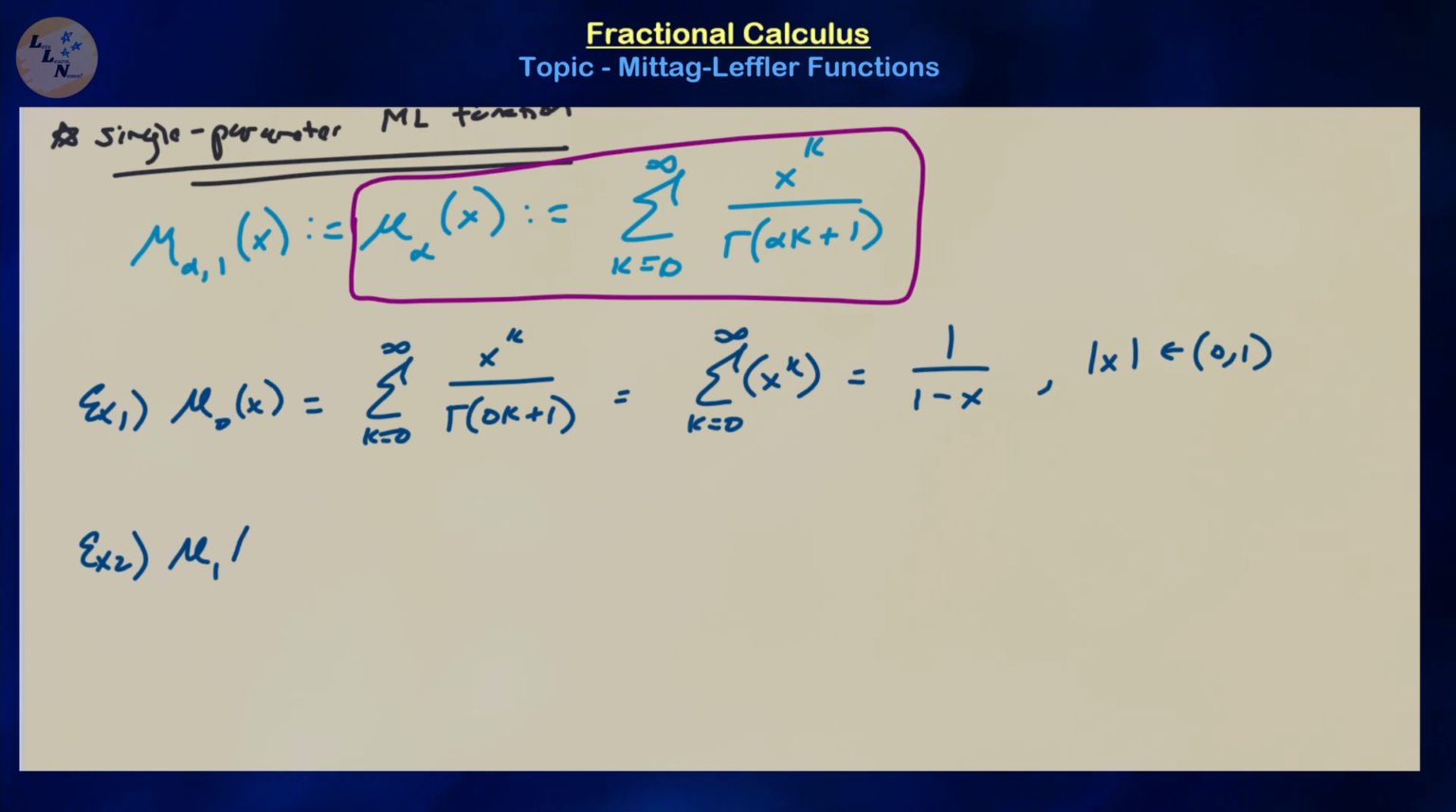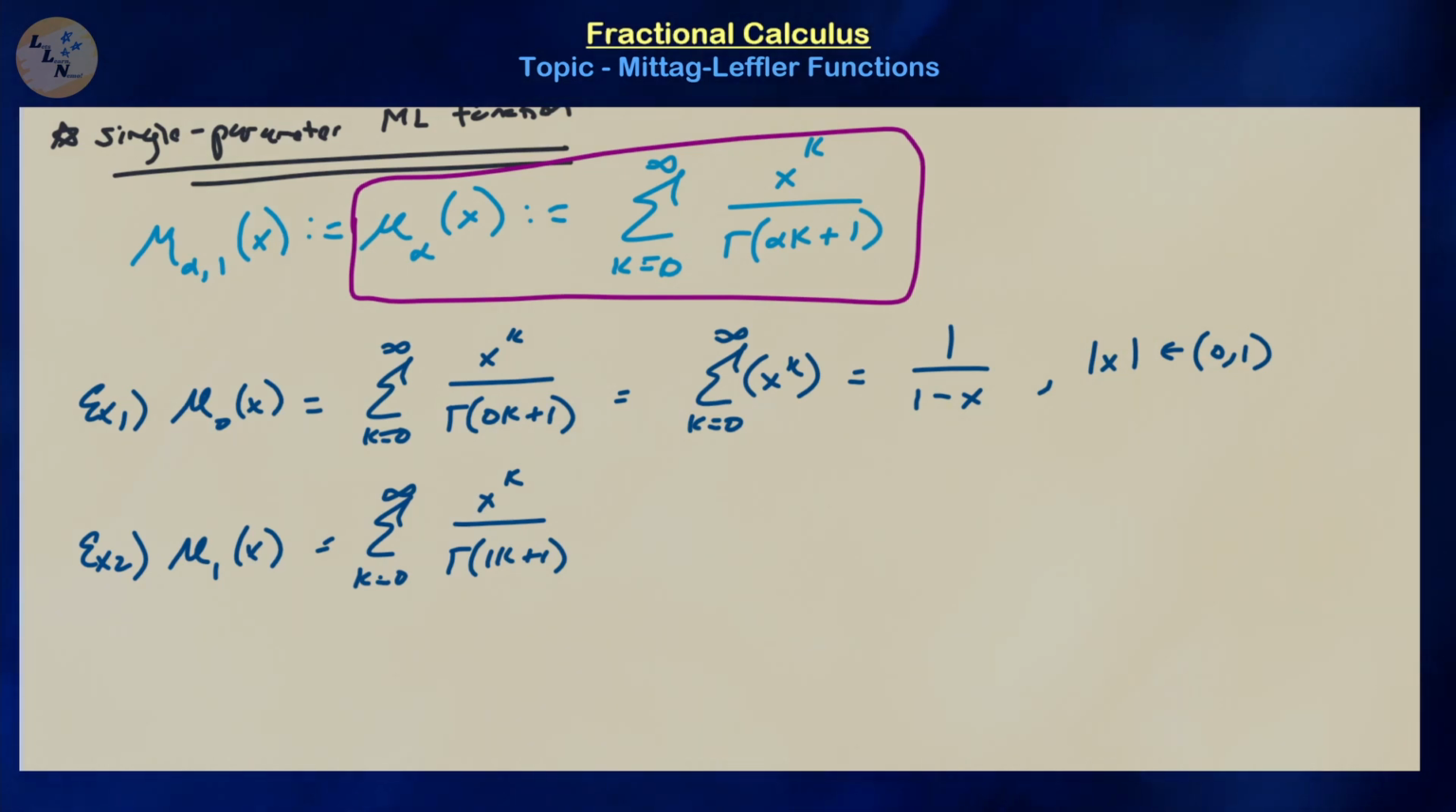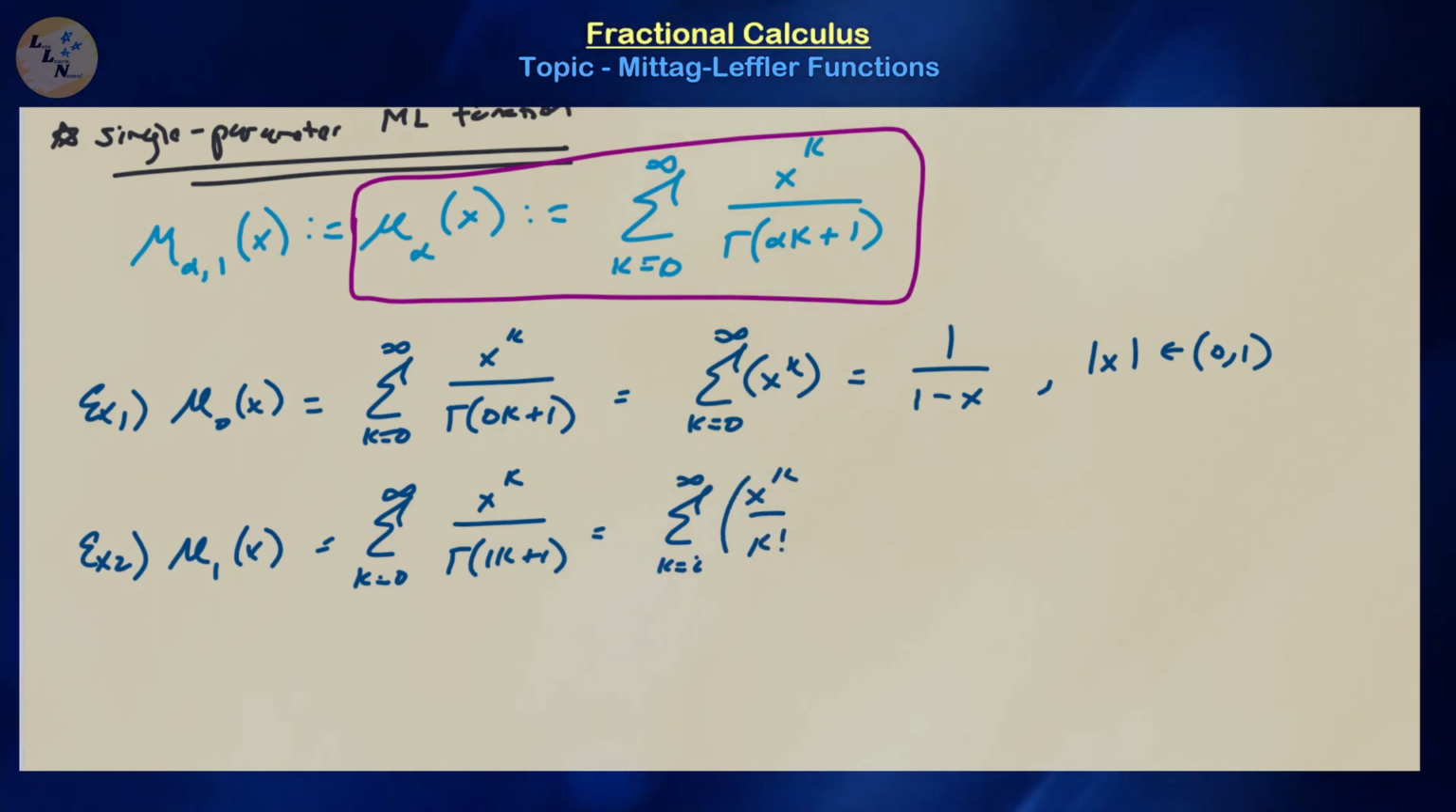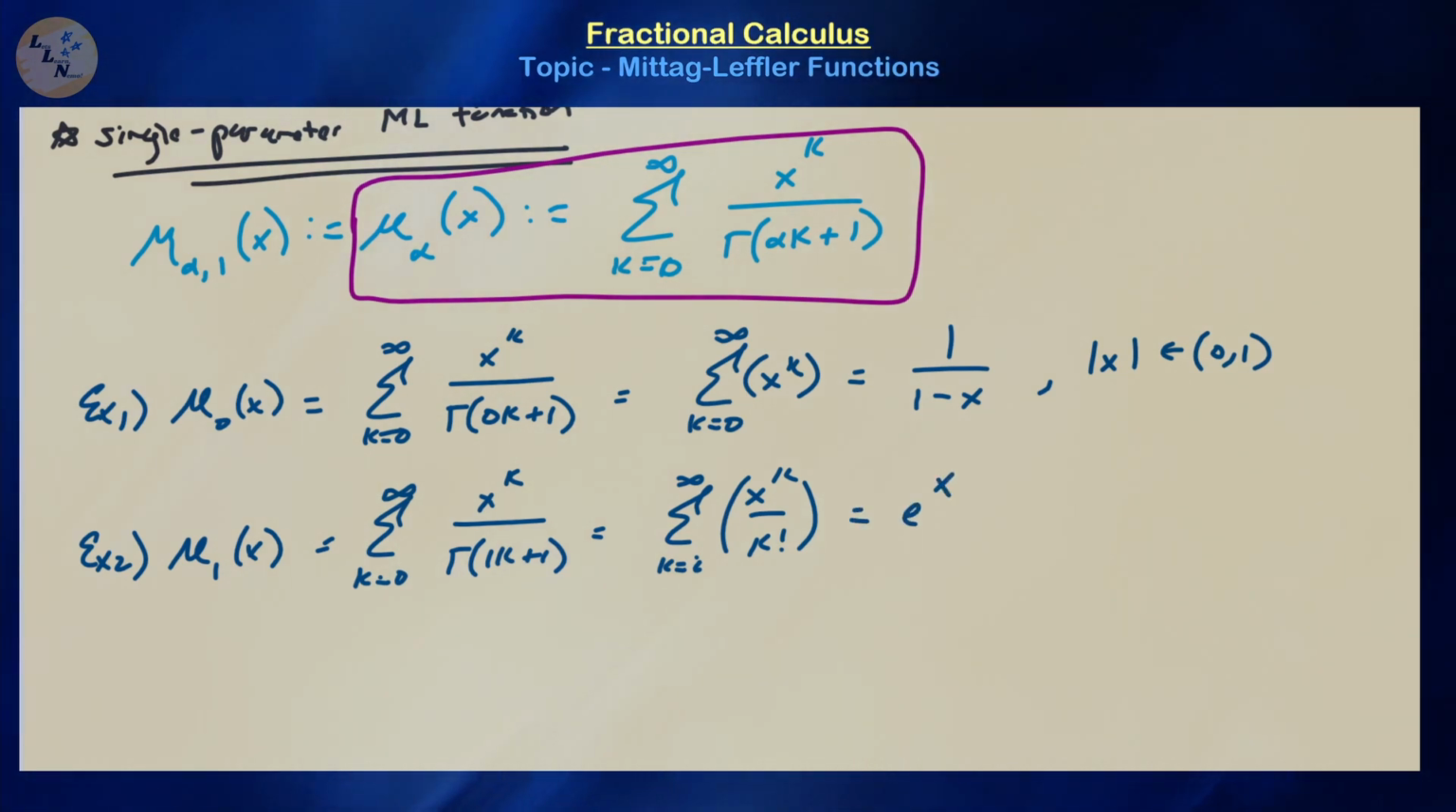Let's look at Mittag-Leffler 1 of x. That's the sum from k equals 0 to infinity of x to the power of k over gamma of 1k plus 1. That's just gamma of k plus 1, which we know is just k factorial. So we have the sum from k equals 0 to infinity of x to the k over k factorial, and that should be a very obvious series that is just e to the power of x, which we know is very, very important in several calculus applications.